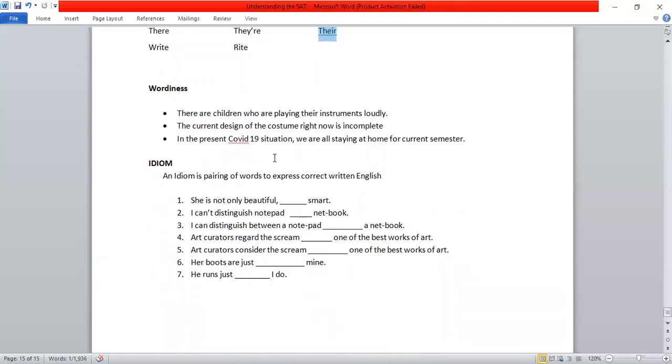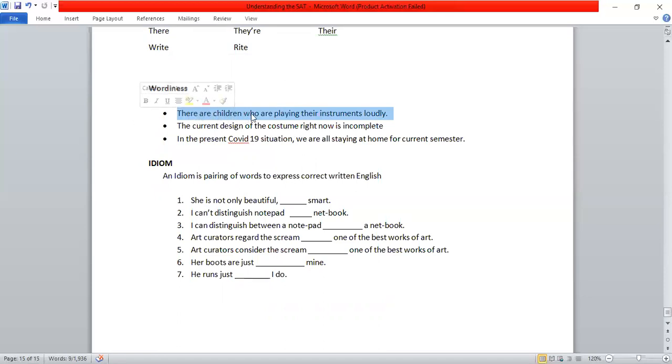Apart from that, if you're down to two choices, we've already discussed this earlier when we talked about wordiness. The SAT doesn't like wordiness. It wants your sentences to be crisp and without redundancy. Let's look at this: There are children who are playing their instruments loudly. There's nothing grammatically wrong. There are children, the plural verb are playing goes with the plural word children, their instruments loudly. So grammatically it's fine, but it's too wordy to be chosen as the correct answer.